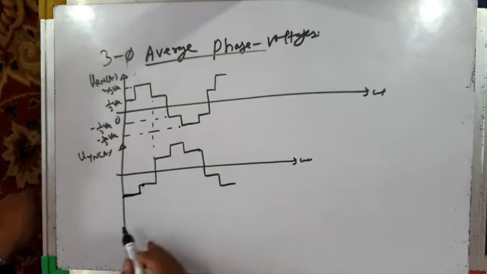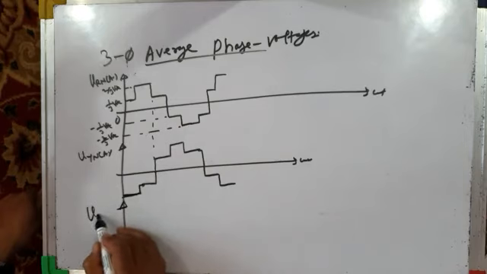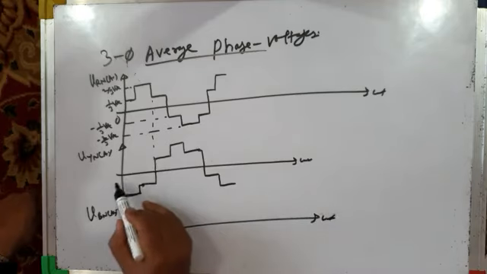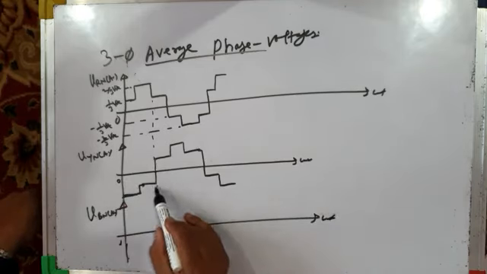So this is VYN average, and similarly you can write VBN average. Average phase voltage VBN average. It will also start after 120 degrees. यहाँ से शुरू होगा.